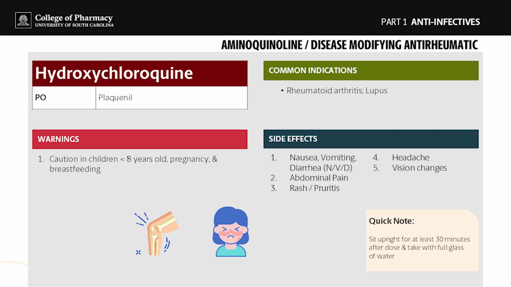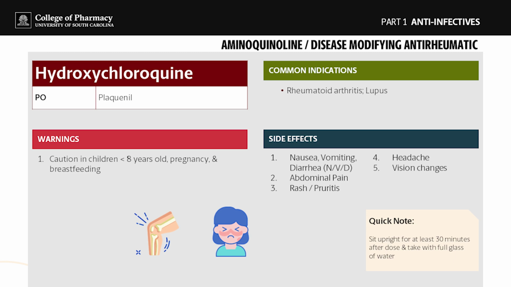Very important. Hydroxychloroquine, the generic name for Plaquenil. This is the aminoquinolone disease-modifying anti-rheumatic agent. Some common indications of this drug are rheumatoid arthritis and lupus. Now, some of the side effects would be nausea, vomiting, and diarrhea, abdominal pain, rash, pruritus, headache, and vision changes. So one important thing with this drug, the Plaquenil, you need to sit upright for at least 30 minutes after you dose it and take it with a full glass of water. Very similar to doxycycline.